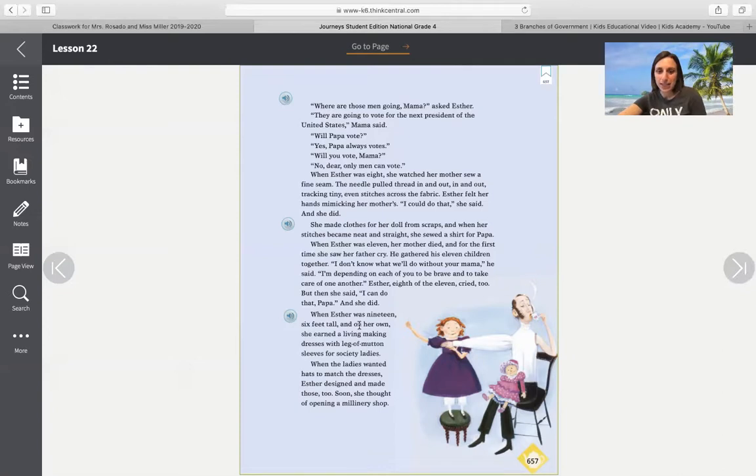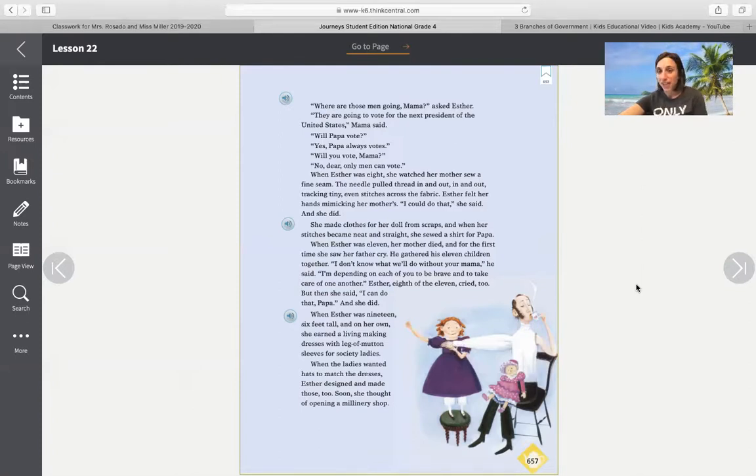When Esther was 19 and 6 feet tall and on her own, she earned a big living making dresses with legs of mutton sleeves for society ladies. When the ladies wanted hats to match the dresses, Esther designed and made those too. Soon she thought of opening a millinery shop.